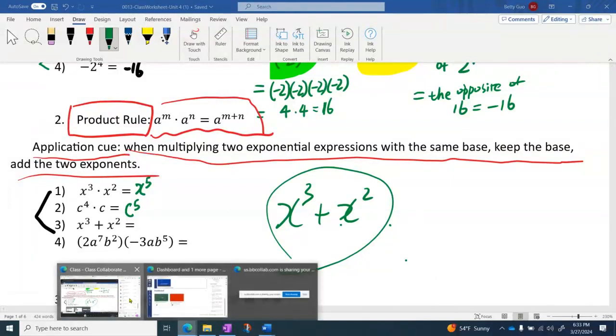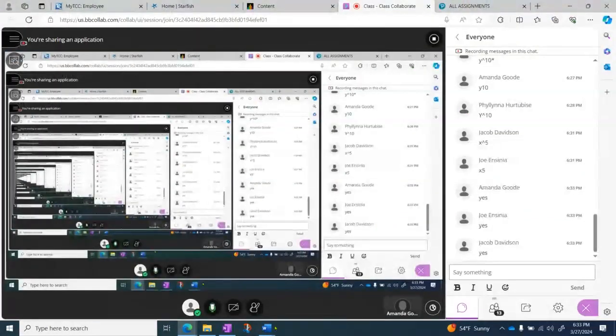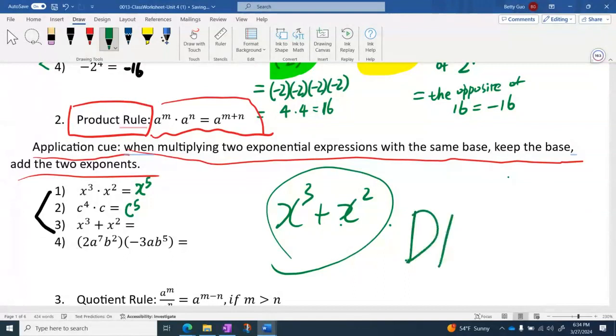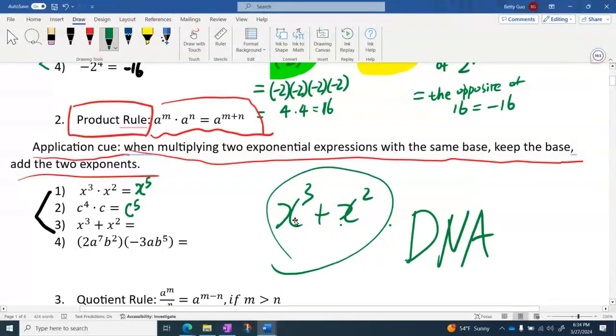I want you to see the structure. Question number 3, this expression, we do not have a multiplication of two exponential expressions. What we have is an addition of two exponential expressions. So the product rule does not apply. We cannot use the product rule to simplify this expression.